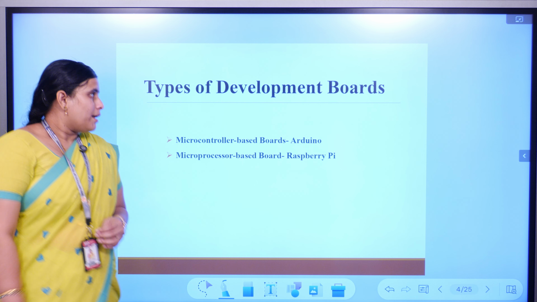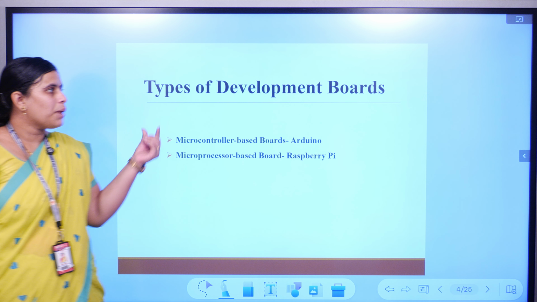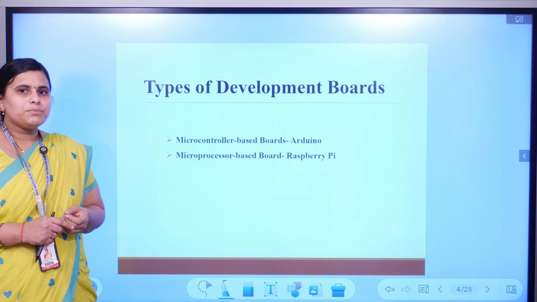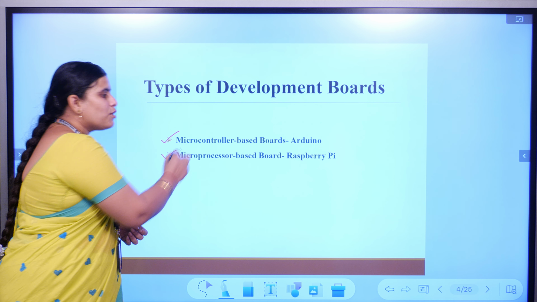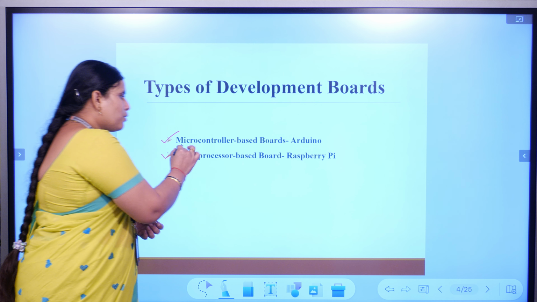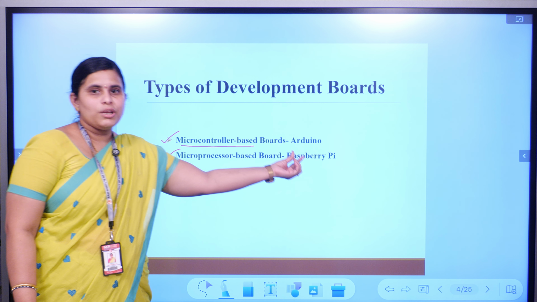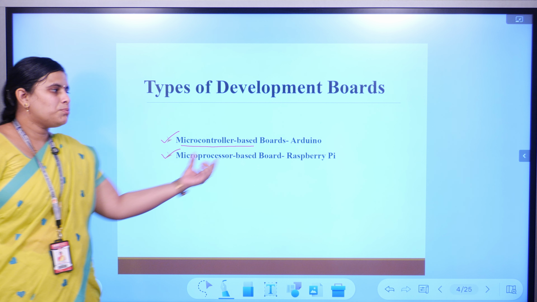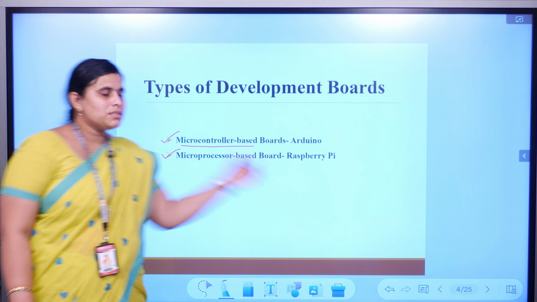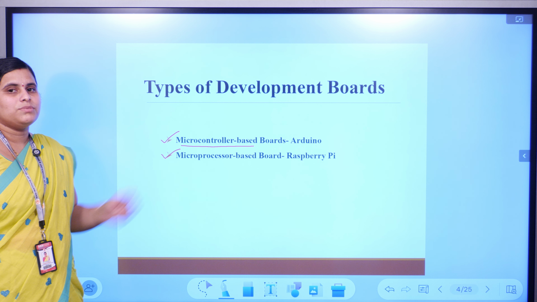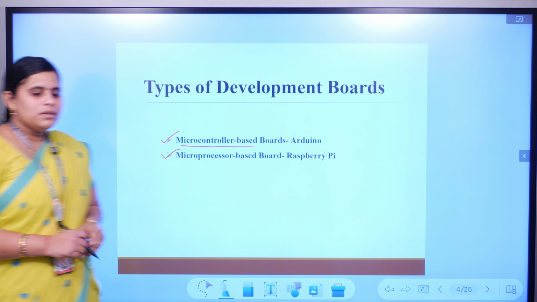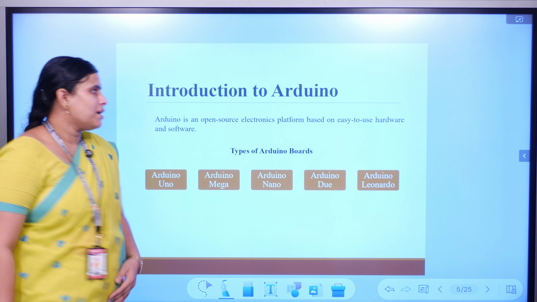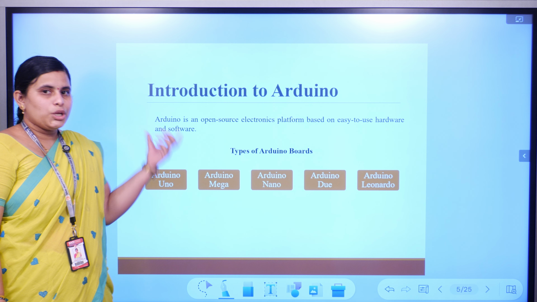Coming to the next slide, here we can see the different IoT development boards. IoT development boards are in the form of microcontroller boards and microprocessor boards. Among the microcontroller boards, we use Arduino, and among the microprocessor boards, we use Raspberry Pi. These are the two types of IoT development boards which we use in IoT to perform a particular task in the hardware.